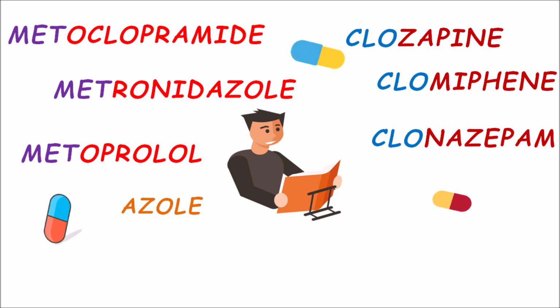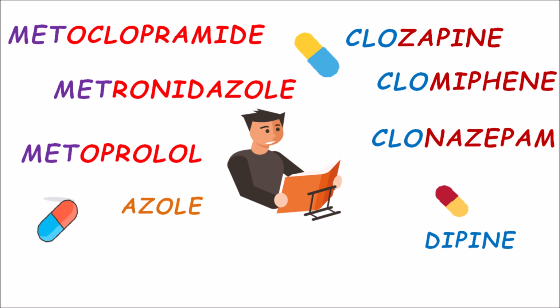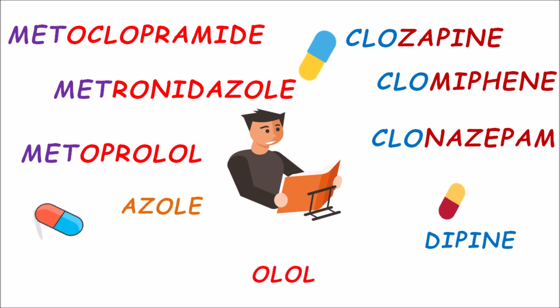Similarly, the suffix dipine indicates these drugs are dihydropyridines. Drugs like nifedipine, felodipine, amlodipine, isradipine, all these are dihydropyridines. Another suffix is olol, which is well known. Beta blockers have the suffix olol. So by just seeing a few of the suffixes, we can identify the drugs and their categories.